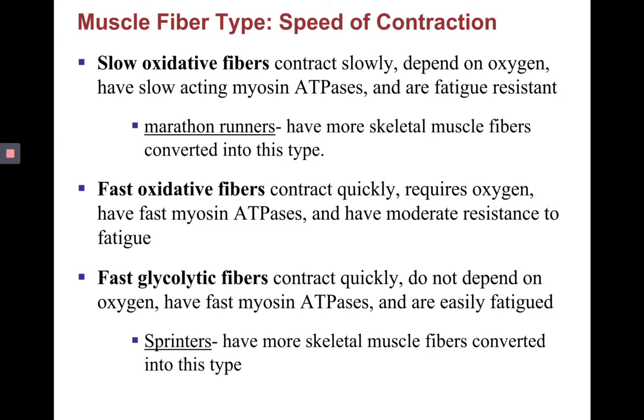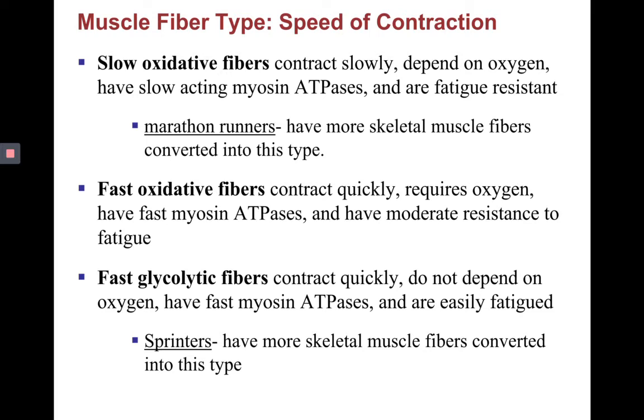The slow oxidative fibers contract slowly, whereas the fast oxidative and fast glycolytic fibers contract quickly because of the quick-acting ATPases. The fast and slow oxidative fibers both depend on oxygen because they use the oxidative or aerobic respiration pathways. Slow oxidative fibers are fatigue resistant, so we see marathon runners have more skeletal muscle fibers converted into this type, whereas the fast glycolytic fibers use anaerobic glycolysis, and even though they have fast myosin ATPases, they're easily fatigued, so sprinters have more skeletal muscle fibers converted into this type.